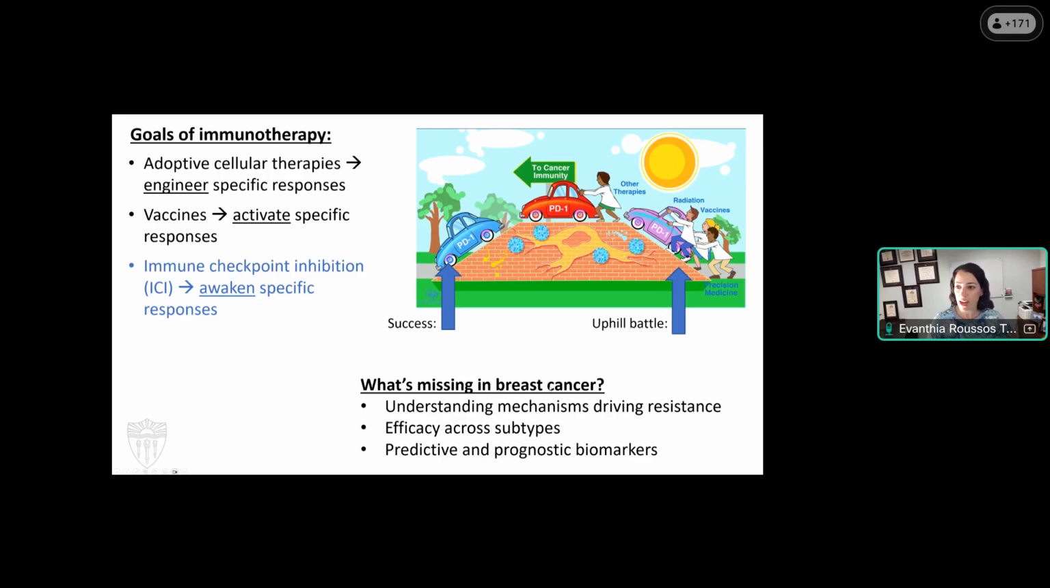Part of what I work on in my lab is understanding immunosuppression specifically as one of these mechanisms of intrinsic resistance. In addition, there's really not a lot of efficacy across breast cancer subtypes. Primarily we can only use checkpoint inhibitors in triple negative breast cancer. So there are a lot more patients we could reach if we could figure out how to get this working better.